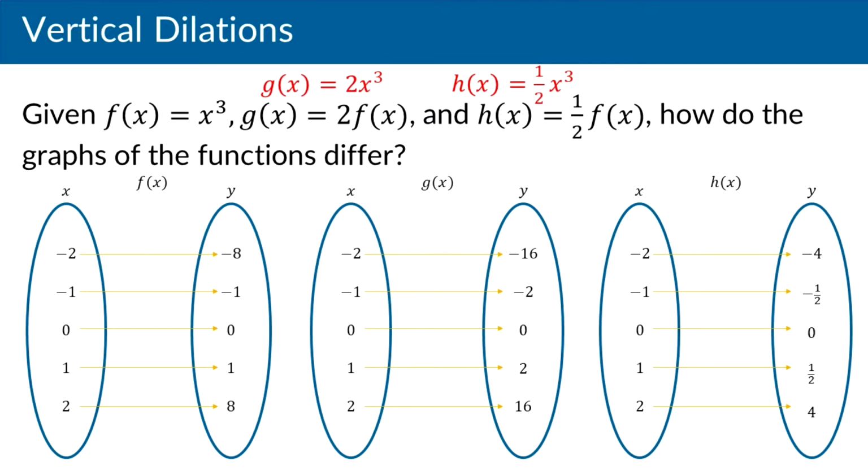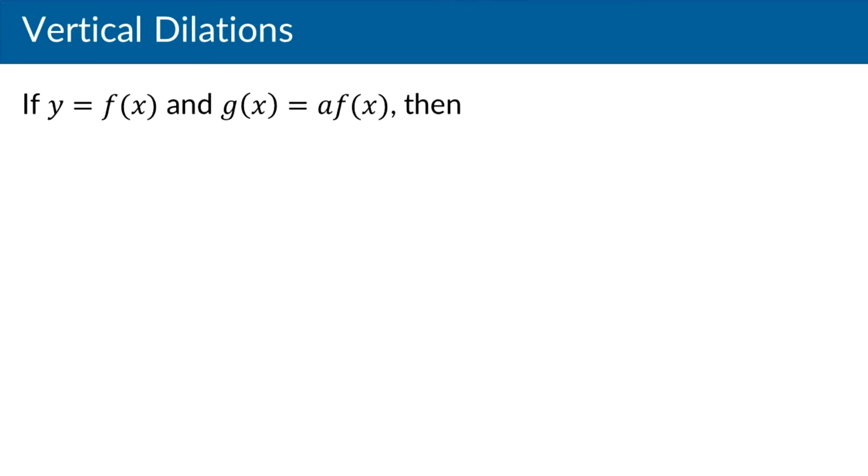And if I compare f and h, I see the values have actually all been halved, which is appropriate because that's the value I multiplied by when I transformed the function, right? g of x was 2 times f of x, so all its y values were 2 times bigger. And likewise, h of x was half of f of x, and all of its y values were half the size. So what we're witnessing here is the effect of that vertical dilation.